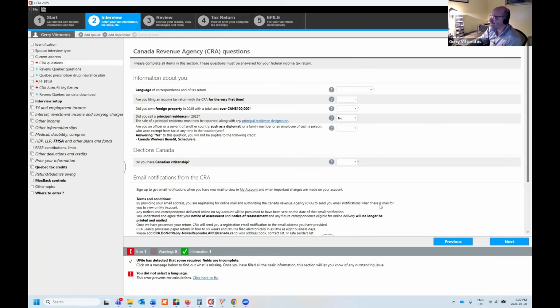Now I get to the basic questions on the federal return. There are some basic entries that I have to answer on the federal return. First things first, language of correspondence. Do I want to get my correspondence with the federal government, and with Quebec for that matter, in English or in French? You're actually answering both in this case.